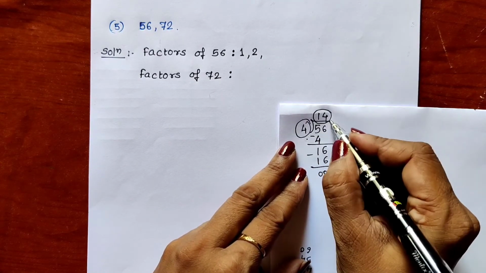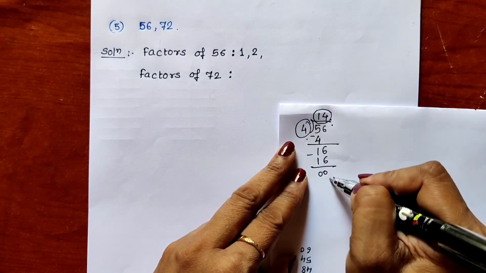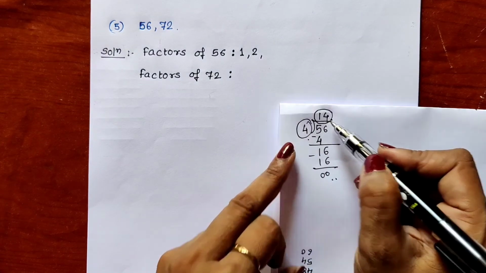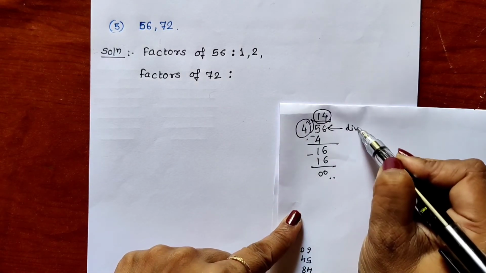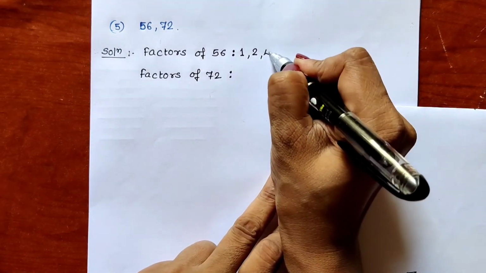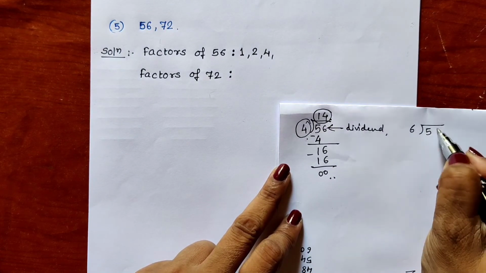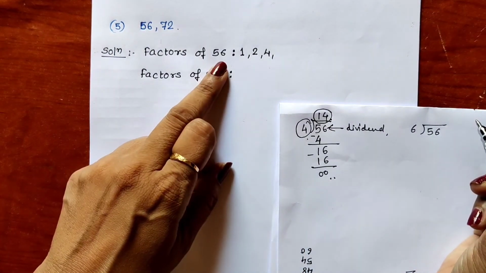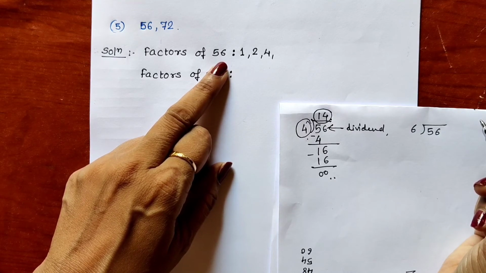Whichever quotient we get in the answer, and the remainder is 0, we have to know that we can divide that dividend by the quotient also. Okay. So 4 is the factor. After 4, let us check whether it is divisible by 6. 56 is not divisible by 5, because 6 is in the unit place. For the divisibility by 5, 0 and 5 should be there in the unit place, but 6 is there. That's why it is not divisible by 5.